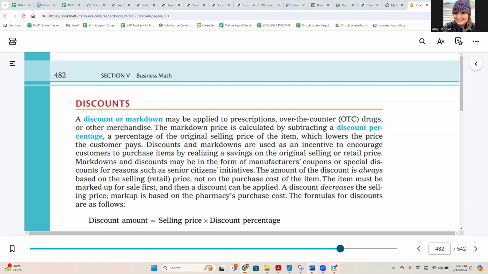Markdowns and discounts may be in the form of manufacturer's coupons or special discounts for reasons such as senior citizen initiatives. The amount of the discount is always based on the selling retail price, not on the purchase cost of the item. The item must be marked up for sale first, and then a discount can be applied. A discount decreases the selling price. Markup is based on the pharmacy's purchase cost.